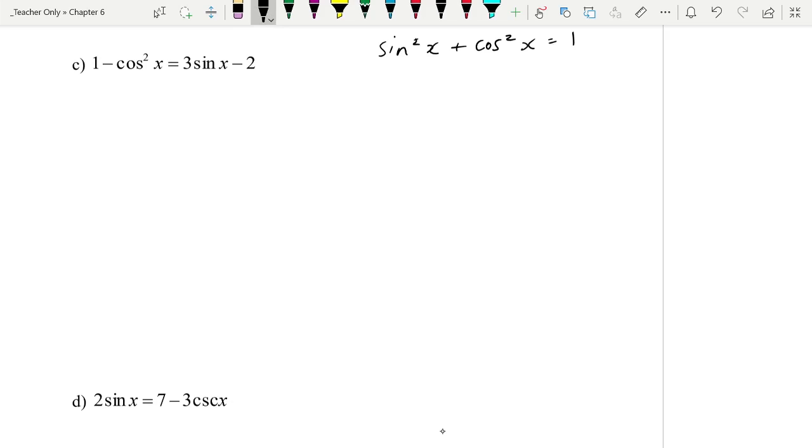And I can rearrange that so that cosine squared is 1 minus sine squared. That's what I'll replace this with. So I'm going to replace that cos squared with, and do this in a bracket so that you don't lose track of all the negatives, 1 minus sine squared.